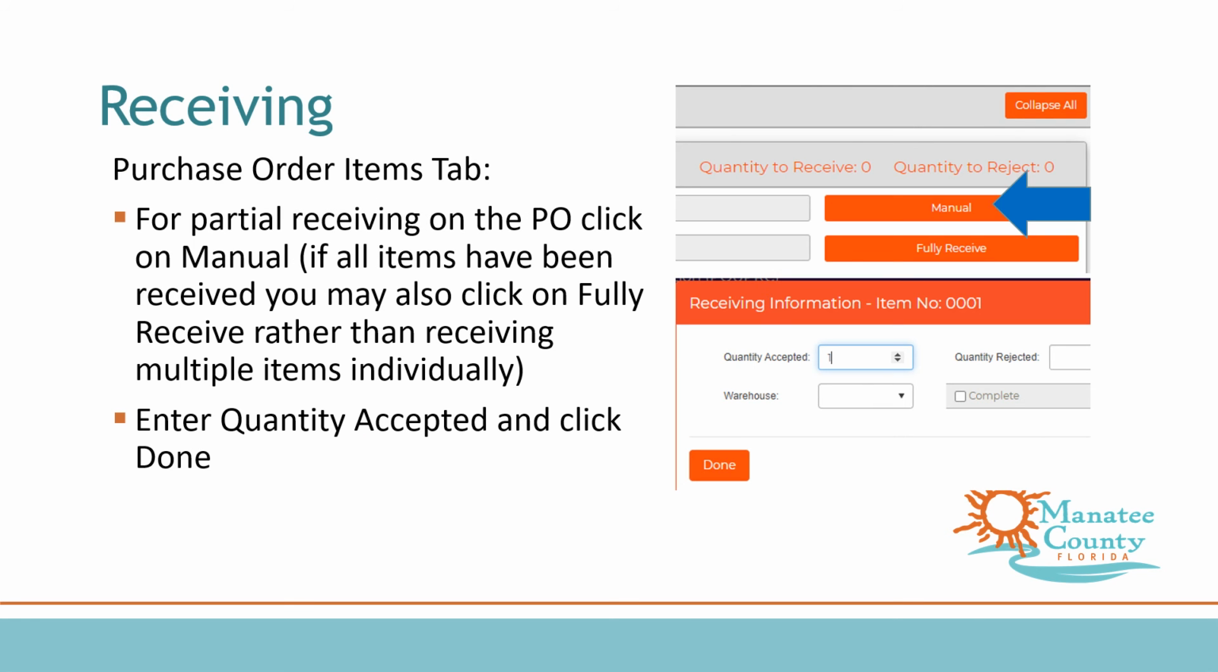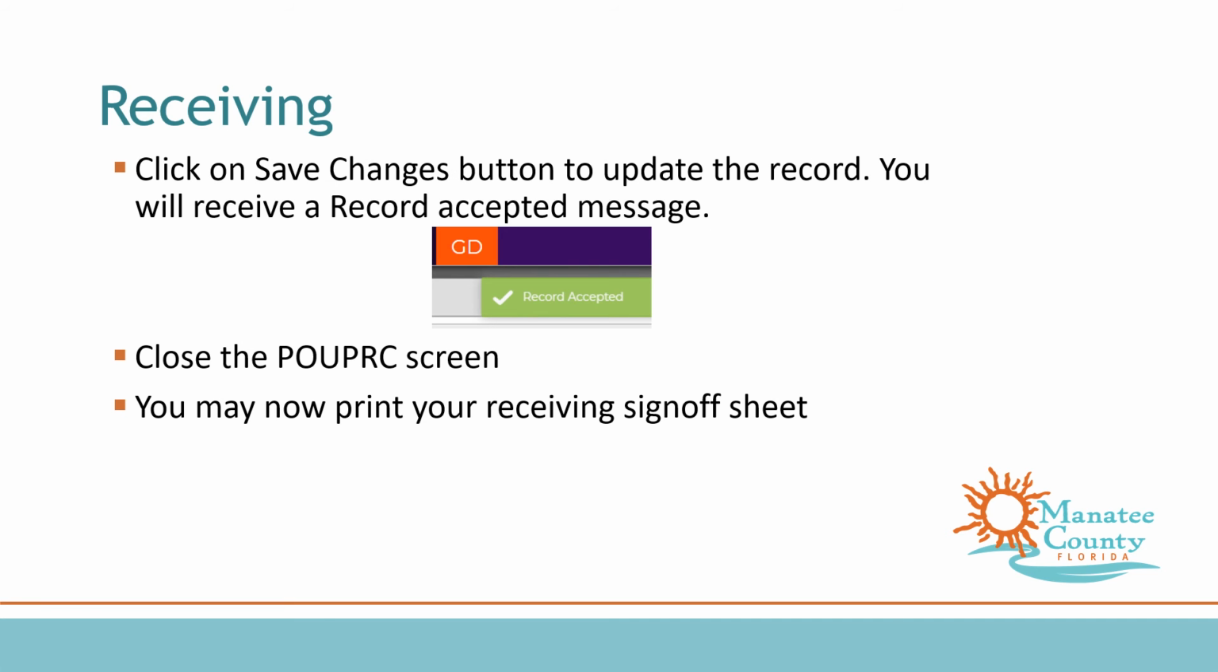Purchase Order Items tab. For partial receiving on a PO, click on Manual. If all the items have been received, you may also click on Fully Received rather than receiving multiple items individually. Enter quantity accepted and click Done. Click on the Save Changes button to update the record. You will receive a Record Accepted message. Close the POU PRC screen.